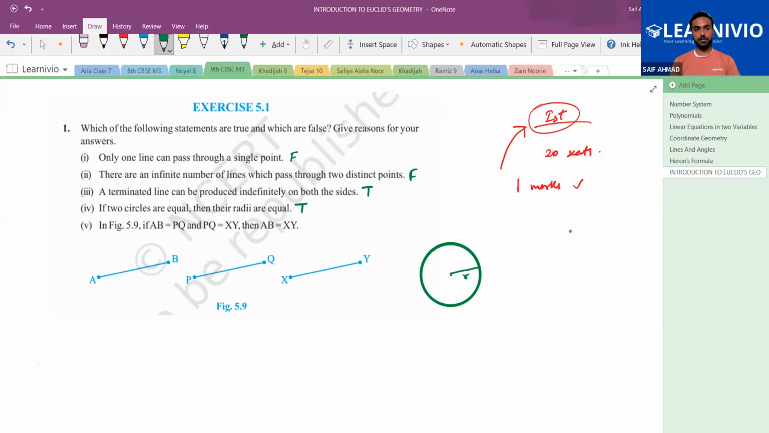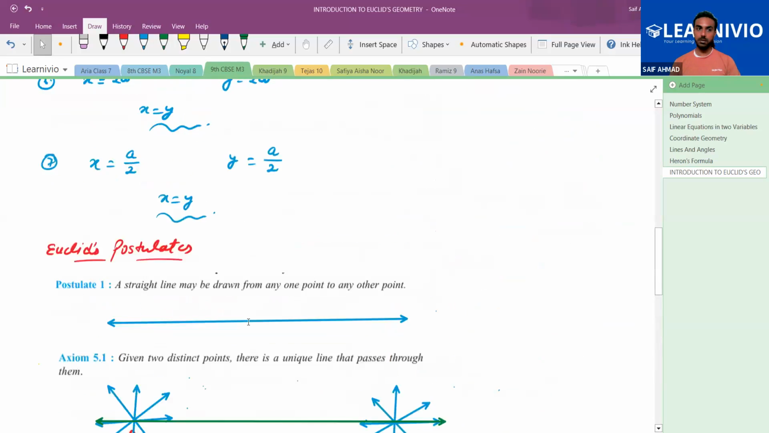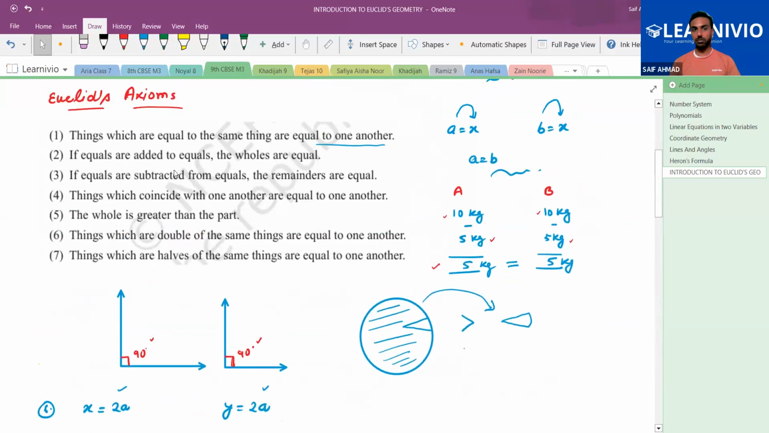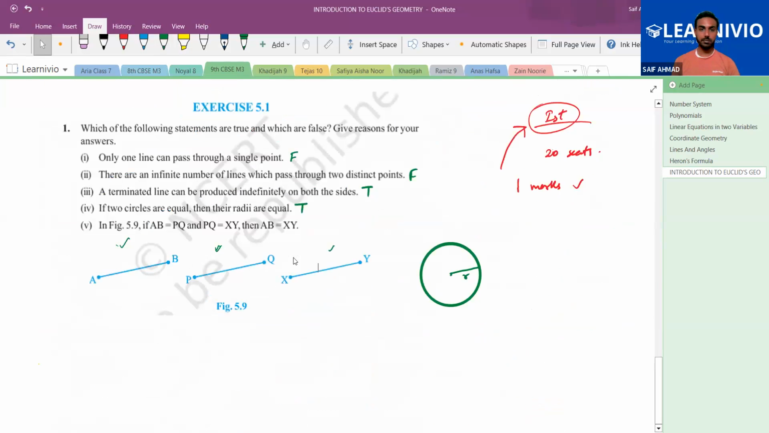Okay, tell me: if AB is equal to PQ and PQ is equal to XY, then AB is equal to XY. Tell me. True. Yes, because this is the first axiom of Euclid. What is the first axiom of Euclid? Things which are equal to the same things are equal to one another. Okay, sir.